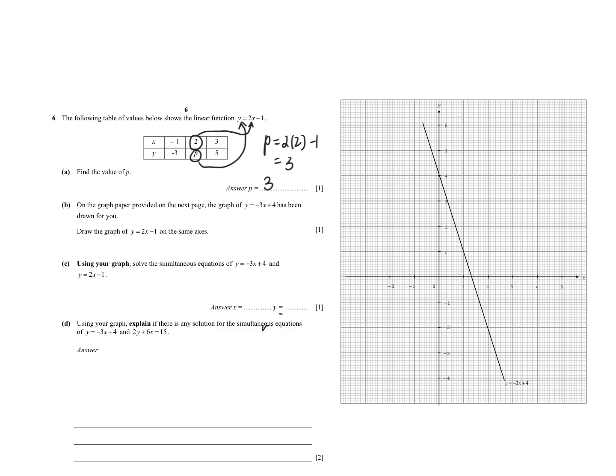Okay, -1, -3 here. 2, 3. 3, 5. Okay, so drawing this line. This is your equation. Okay, ready?